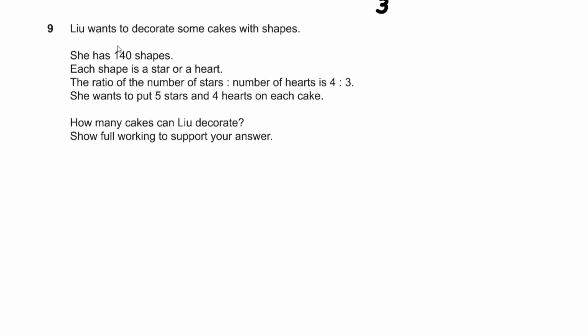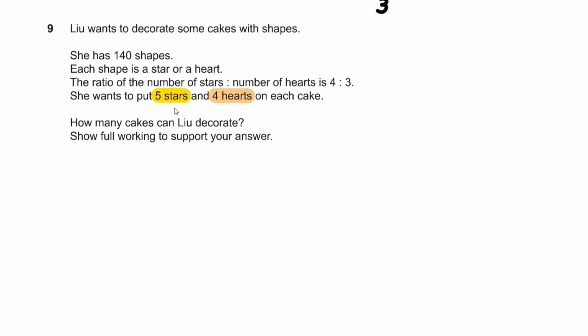Question 9. Liu wants to decorate some cakes with shapes. She has 140 shapes. Each shape is a star or a heart. The ratio of the number of stars to the number of hearts is 4 to 3. She wants to put 5 stars and 4 hearts on each cake. How many cakes can Liu decorate? Show full working to support your answer.